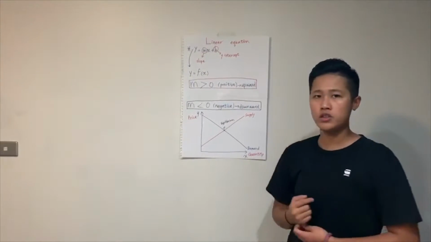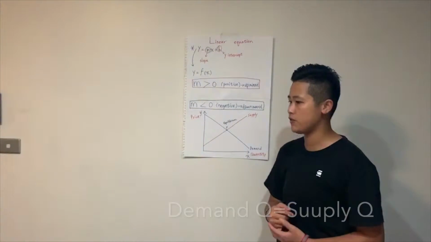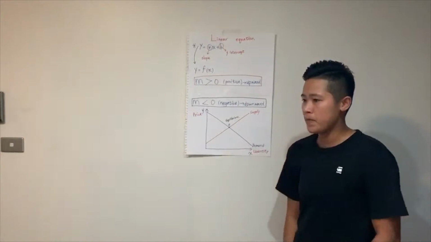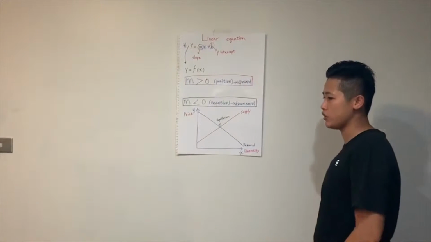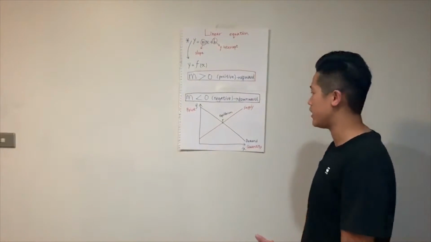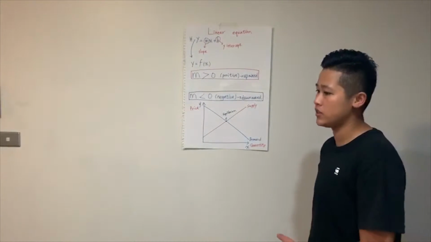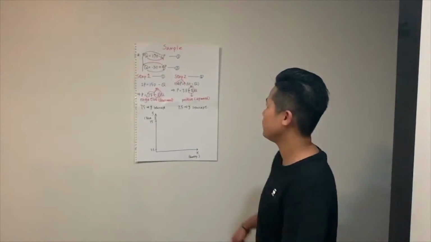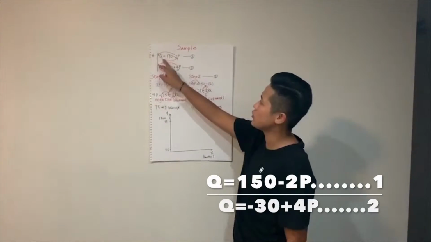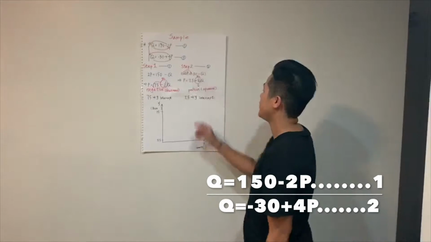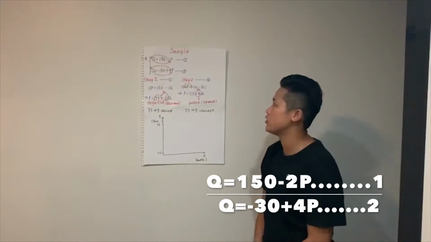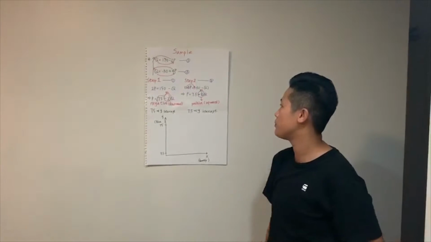When you do the supply and demand curve, first you have to make sure the quantity of demand equals the quantity of supply. This means that when doing the calculation, we assume there won't be any outside influence that might affect the price. So now let's do a sample of a linear equation. For example, Q, quantity, equals 150 minus 2P, where P is the price. And the second equation is Q equals minus 30 plus 4P.